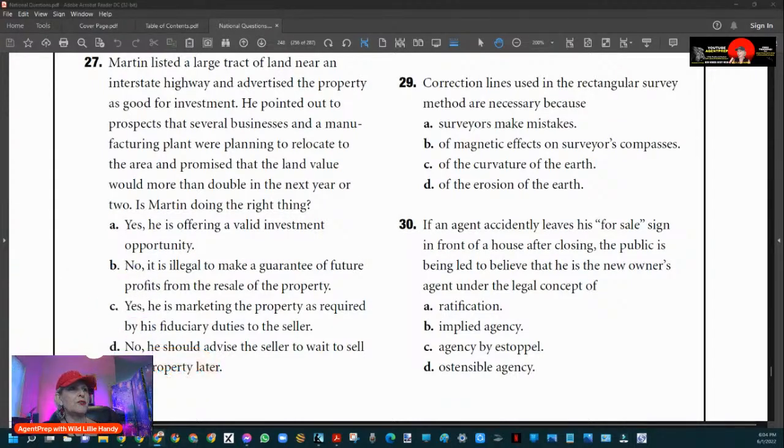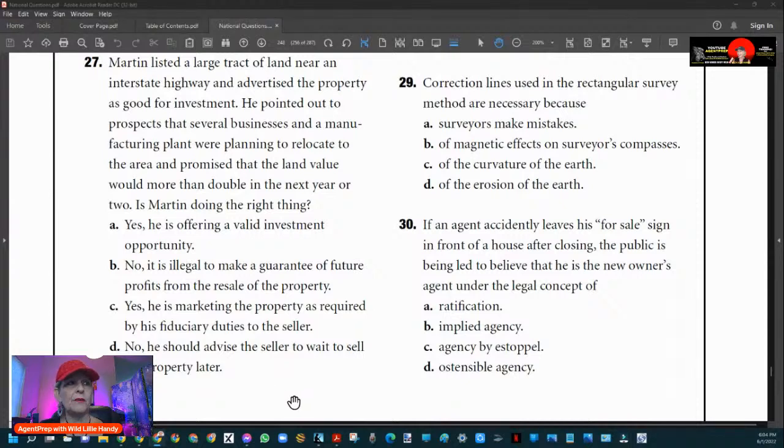Martin listed a large tract of land near an interstate highway and advertised the property as good for investment. He pointed out to the prospects that several businesses and a manufacturing plant were planning to relocate to the area and promised that the land value would more than double in the next year or two. Is Martin doing the right thing? We don't know what's going to happen in the future, right? We don't have a crystal ball. So is Martin doing the right thing?